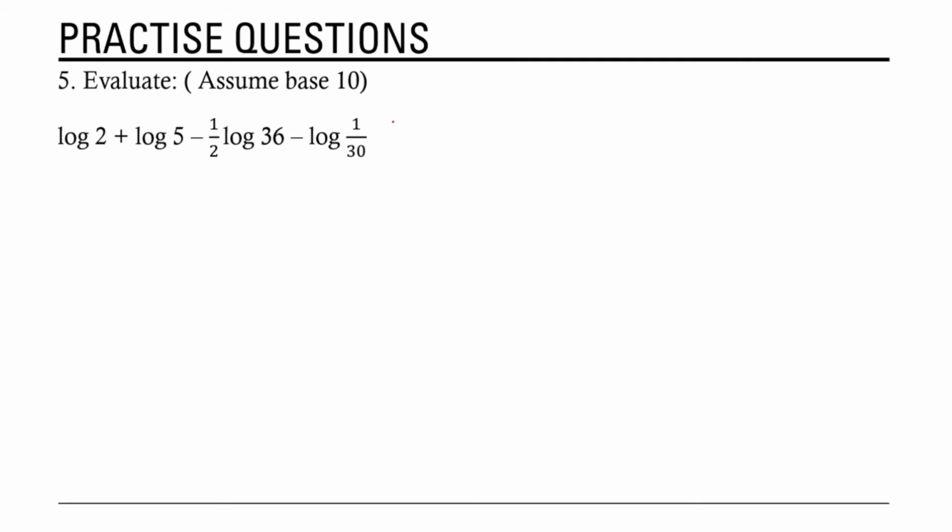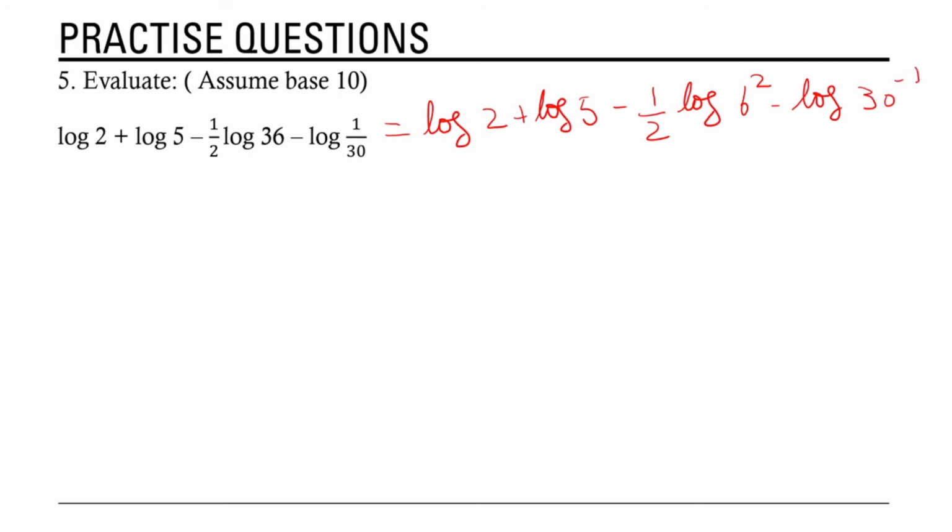The next question, evaluate log 2 plus log 5 minus half log 36 minus log 1 by 30. So I am simplifying this. It is equal to log 2 plus log 5 minus half log, this 36 I can write as 6 square because 36 is equal to 6 into 6, minus log of 1 by 30. Here 1 by 30 I am writing as 30 raised to minus 1 because we know that 1 by a is equal to a raised to minus 1.